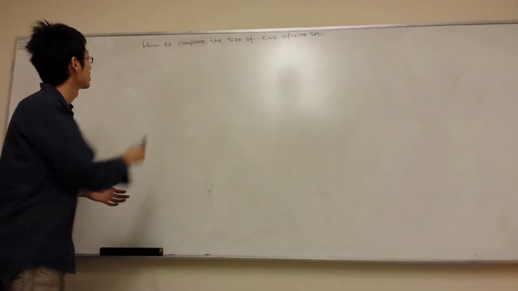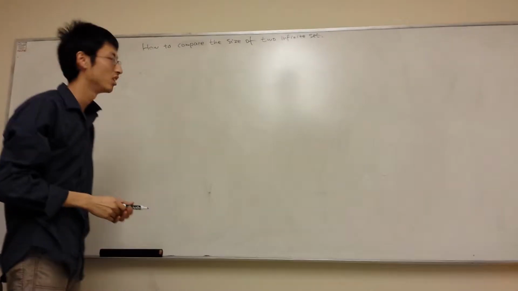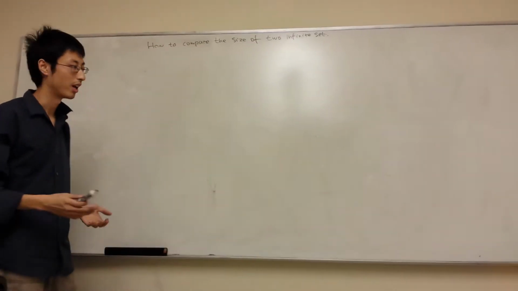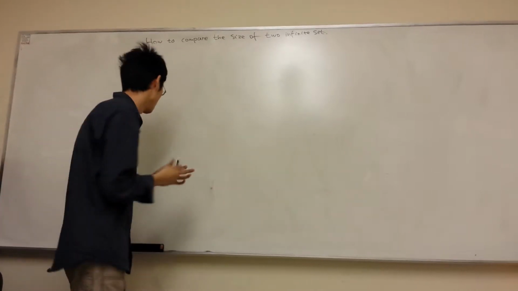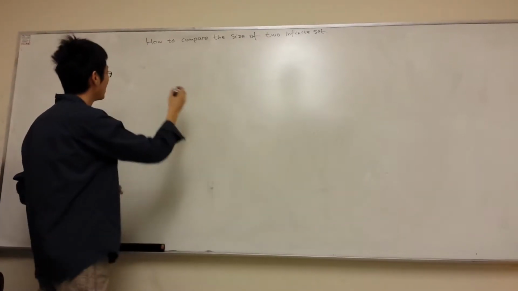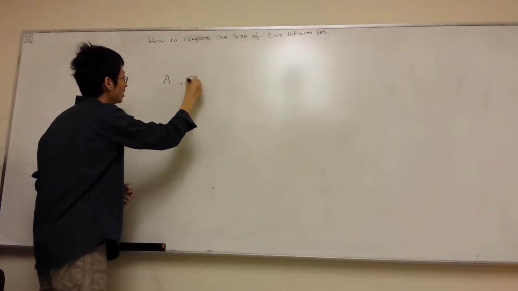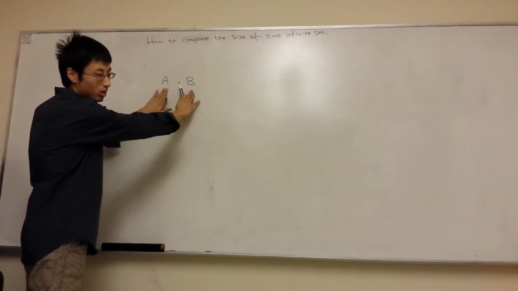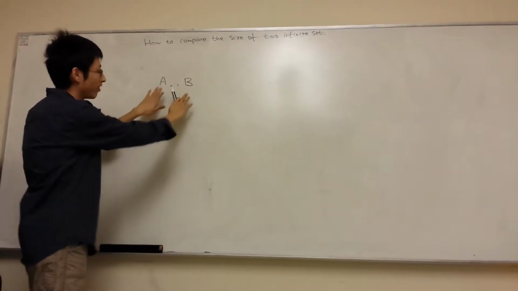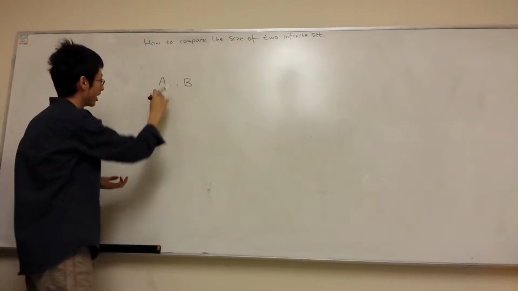Today our topic is how to compare the size of two infinite sets. Everyone can compare two finite sets because it's very easy. For example, we have two finite sets A and B. Then how do we calculate the size of these two sets? Because they are finite, we can count how many elements are in A.